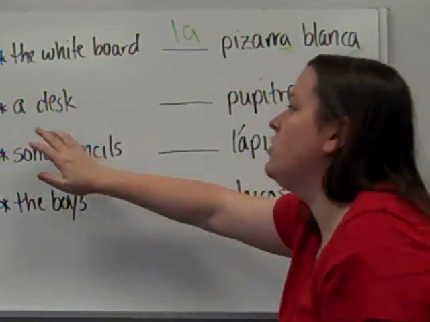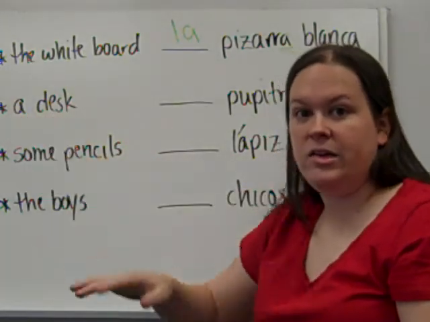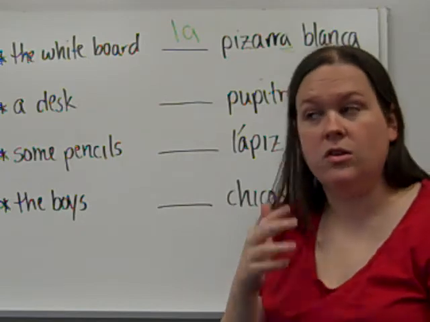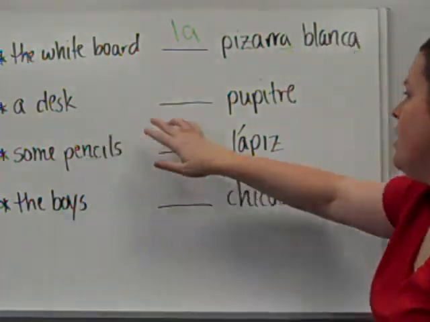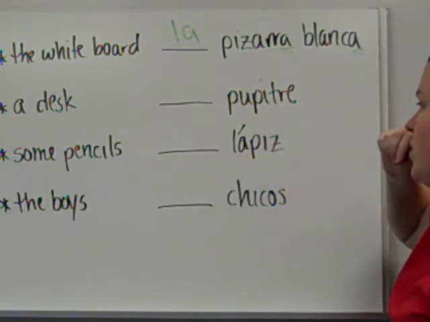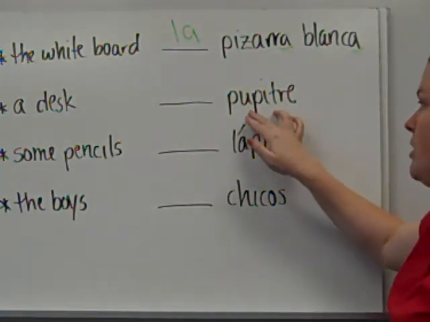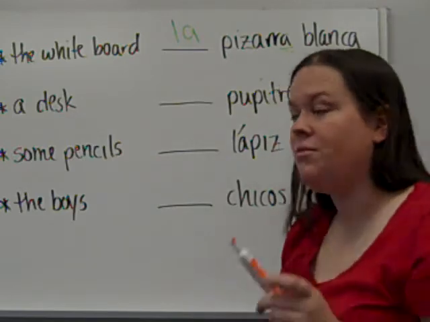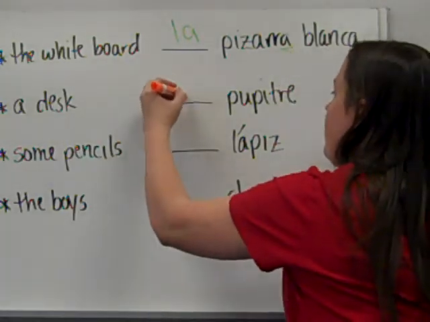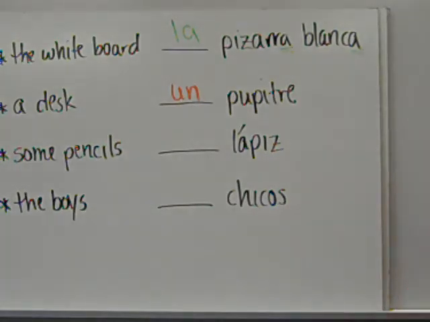A desk. So right away, a desk, not specific, or rather less specific. So it's going to be indefinite, pupitre. Now if you know your vocab, that's el pupitre, so it's masculine. But we're not writing el because it's indefinite, so the masculine form is un pupitre.